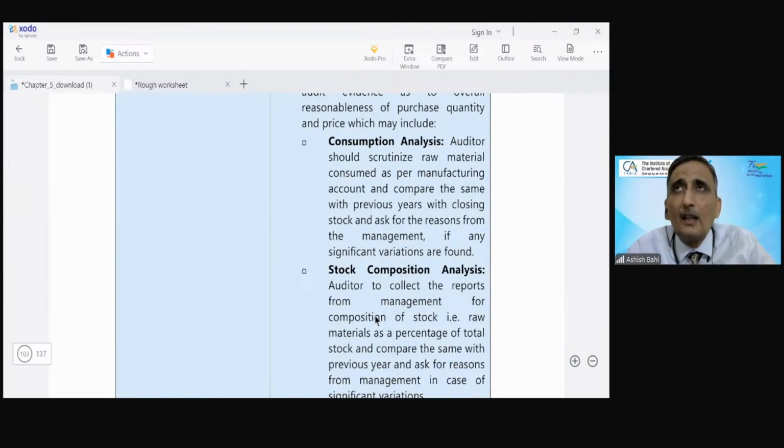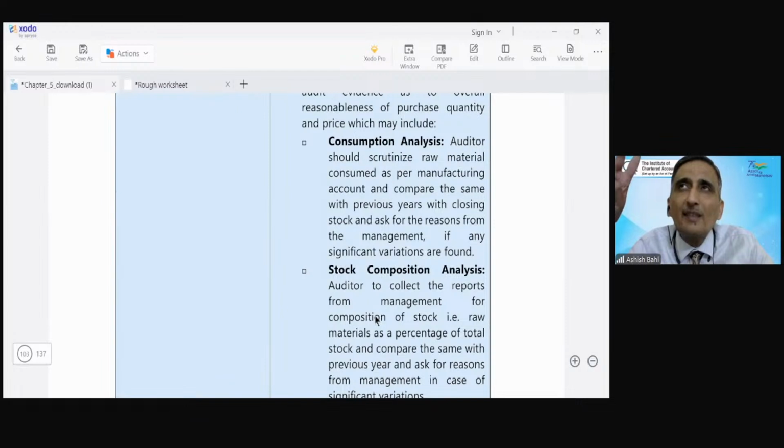So if there are any abnormal variations, it may provide some evidence on this assertion. And stock composition analysis means how much raw material stock there is as a percentage of total stocks. So what is the percentage of raw material stock in the total stock? And you can compare it across the years, whether there are any abnormal variations or not.